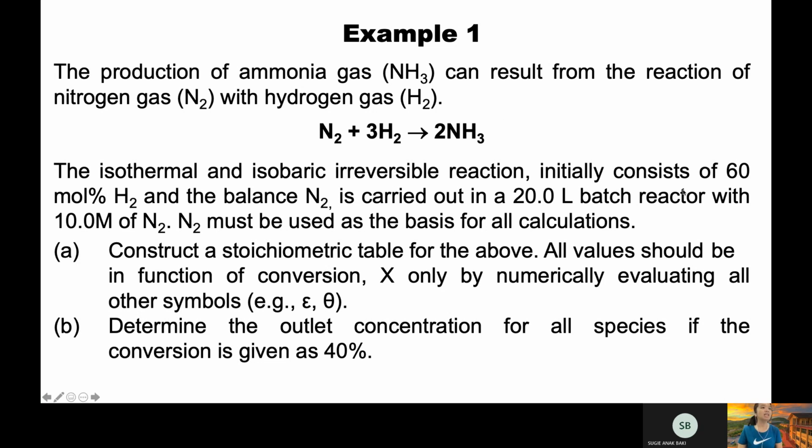Initially consists of 60 mole % hydrogen and the balance nitrogen. What is the significance of this sentence? It says mole percent, you know, right? Mole percent we can convert to mole fraction. It means at the start of the reaction we have hydrogen and nitrogen, and it is 60% hydrogen and of course 40% nitrogen. Then next we need to understand which one is A and which one is B.